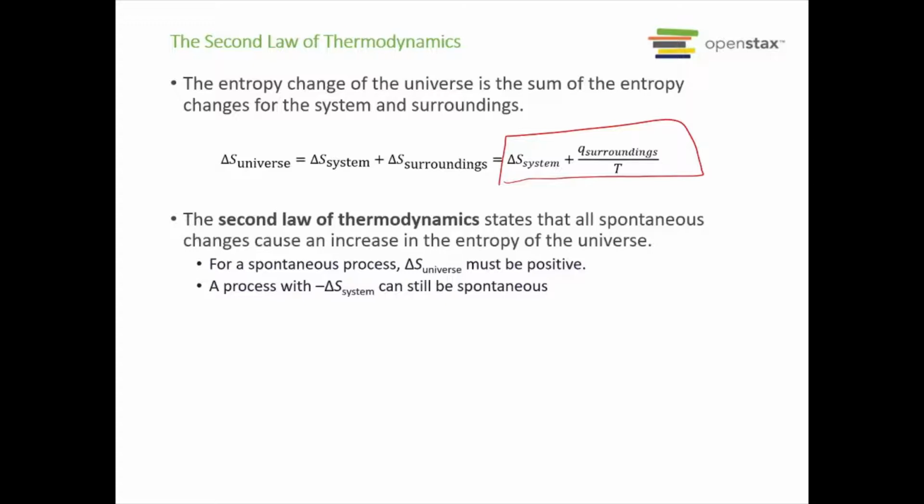So that means delta S universe is positive, but keep in mind that if you have a process with a negative delta S of the system, you can still have a spontaneous process if delta S of your surroundings is greater than delta S of your system. Even if you have a negative delta S system, if the change in entropy of your surroundings is greater than your change in entropy of your system, you can still have a spontaneous process.